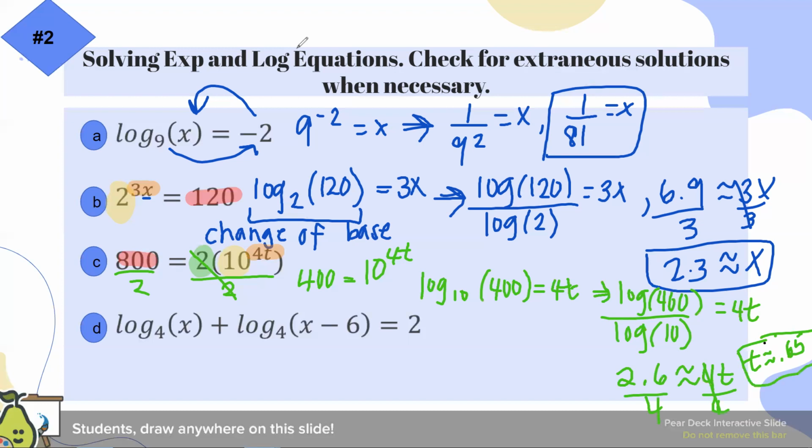And lastly, this final problem is log base 4 of x plus log base 4 of x minus 6 is equal to 2. I'm actually going to move on to another screen because this one has a little bit more work involved with it. And we all know that I write way too big for that.